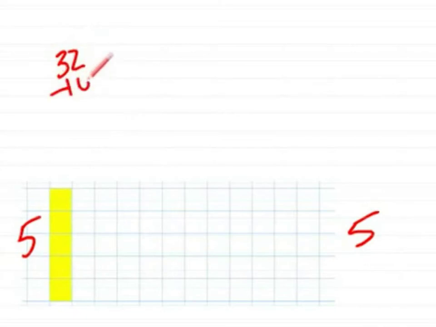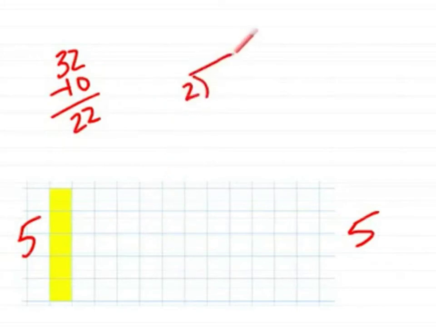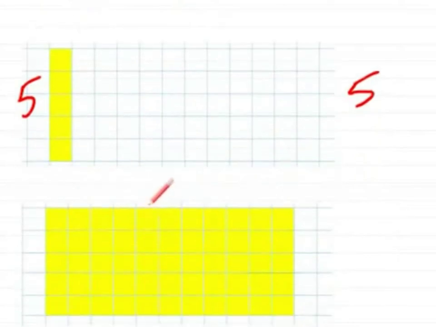I could also start with a figure that has sides that are 5 units long. I need to figure out how long the other sides need to be. I could subtract 10 from 32, which is 22. I know that the other 2 sides need to be equal, so I can divide 22 by 2, which is 11. Now I know I can make my rectangle 5 by 11.